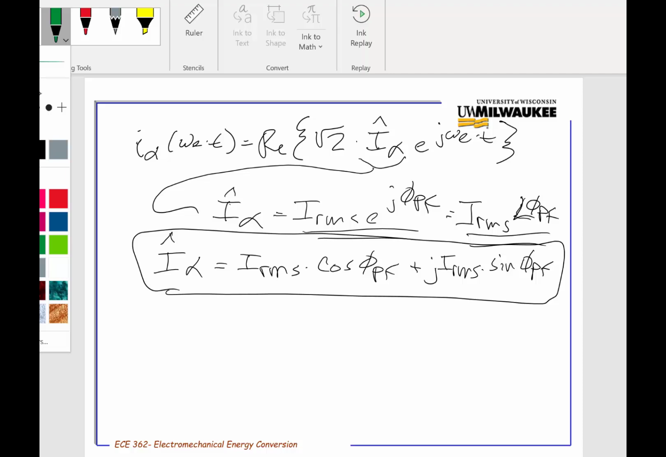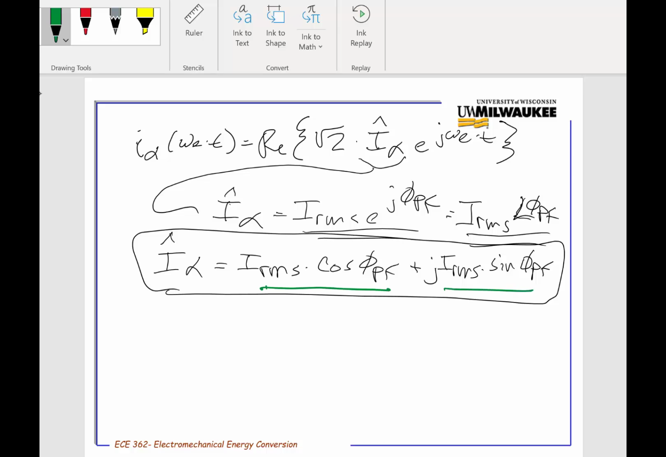Okay. So this basically means that you're going to have a real component and a reactive component. The real component is going to be the RMS value times the cosine of the angle. The imaginary is the RMS times the sine.